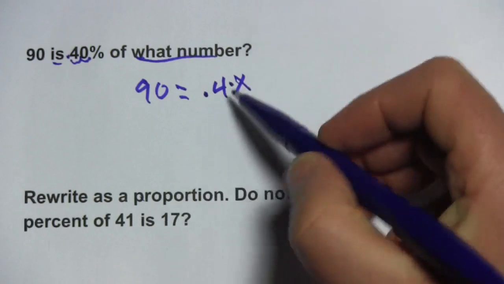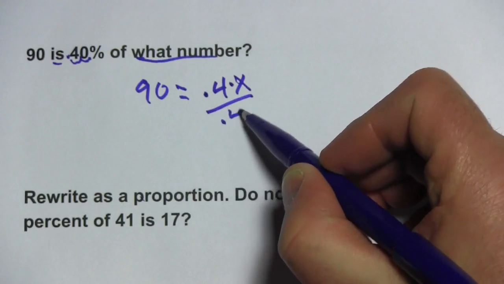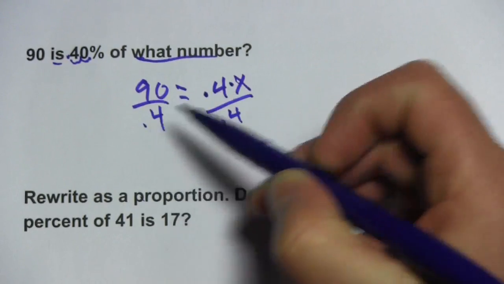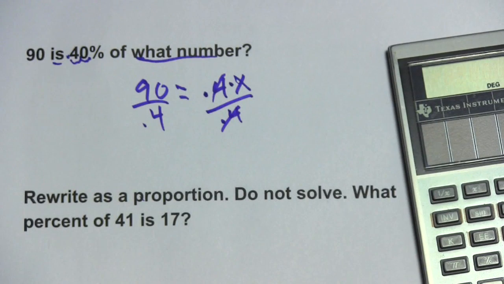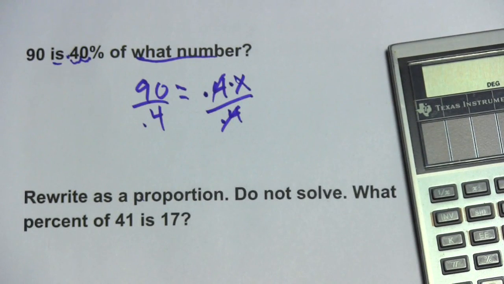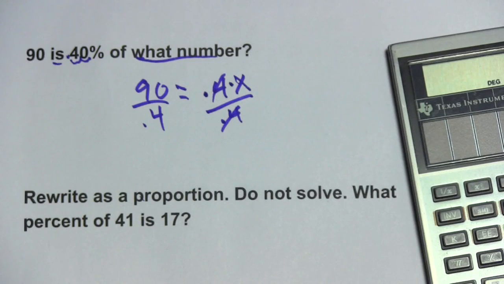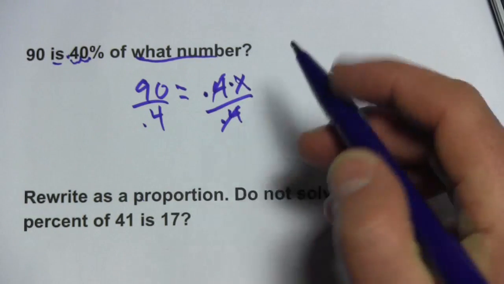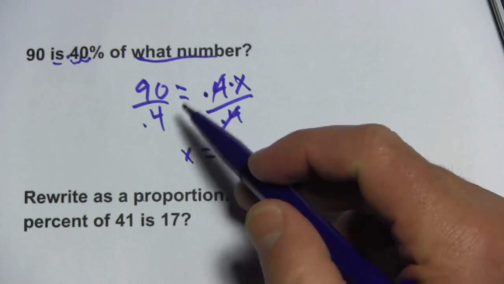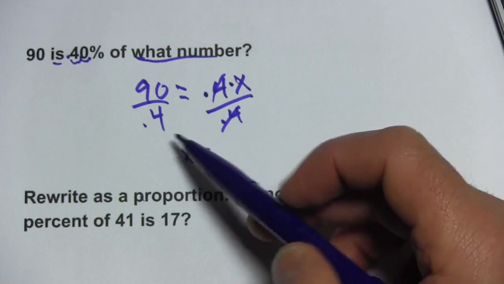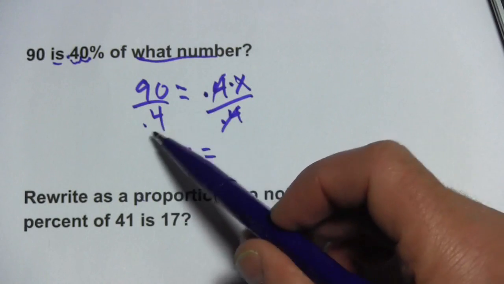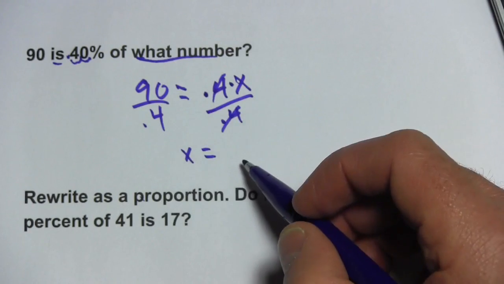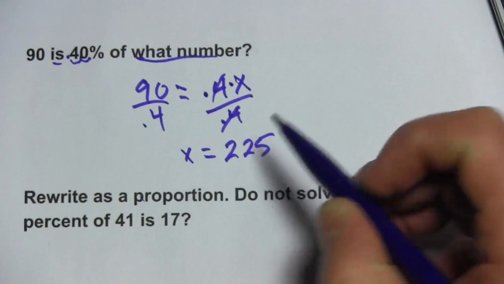To solve this now for x, I just have to divide by 0.4. Both sides, of course. So our answer is going to be 90 divided by 0.4. And that is 225. Sometimes people get a little confused when they divide a number and it ends up getting bigger. But you're dividing by a number that's less than 1, that's between 0 and 1. That's always going to happen when you divide by a decimal like that. So x is 225.